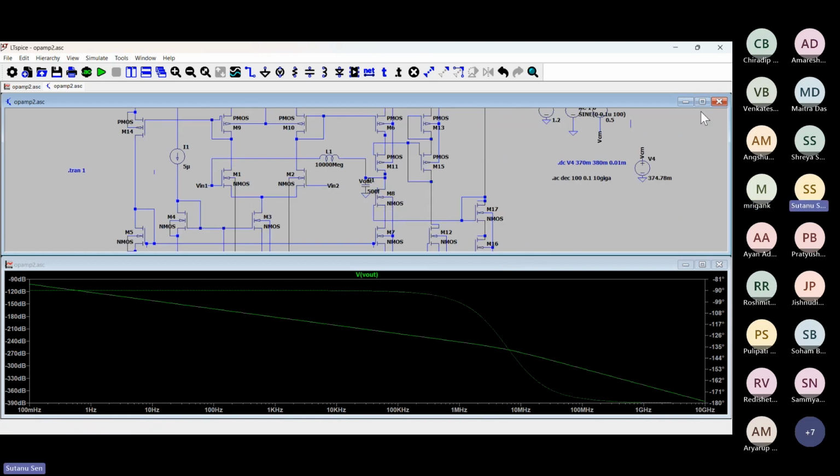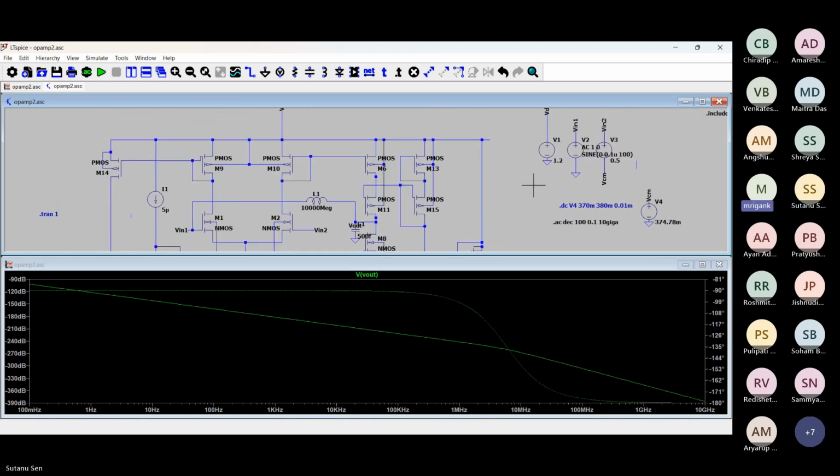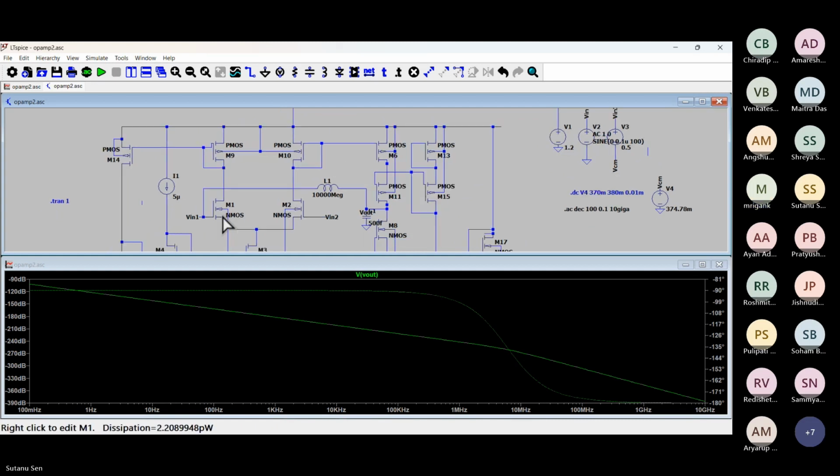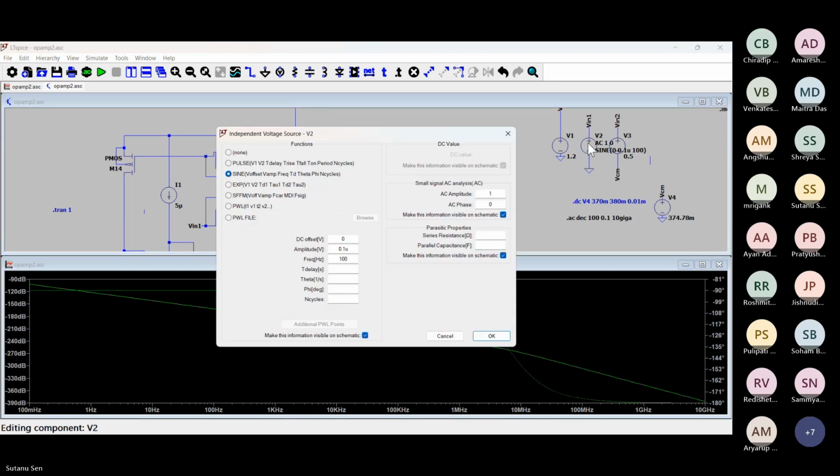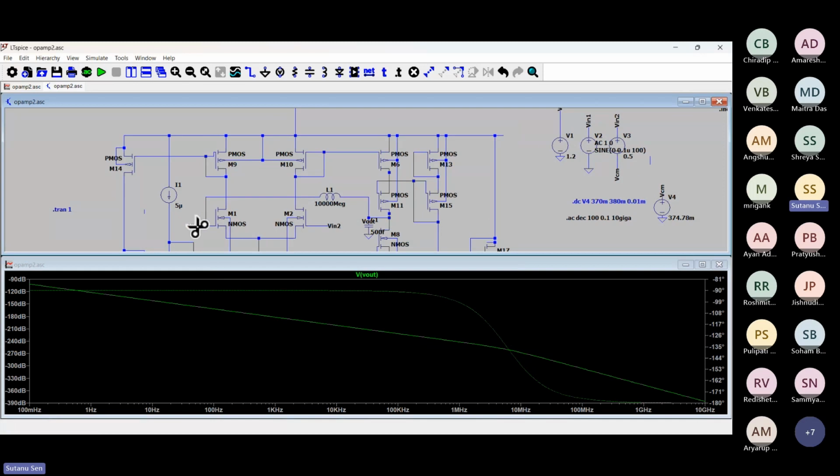So maybe some problem is occurring. What is the DC of V in 1? Did you remove the V in 1 DC? Yes, sir, I removed the V in 1 DC. It's purely an AC signal now. No, you remove that signal also. There is no signal at V in 1. Okay, sir, I'll remove all signals then. I'll just delete this.